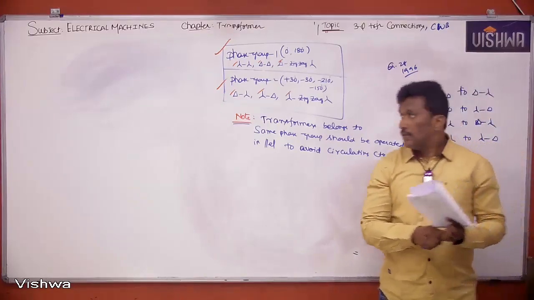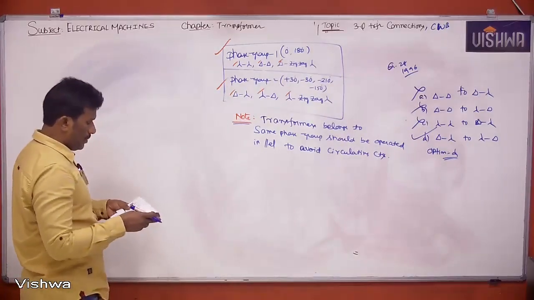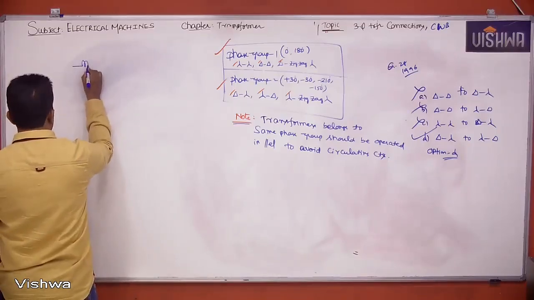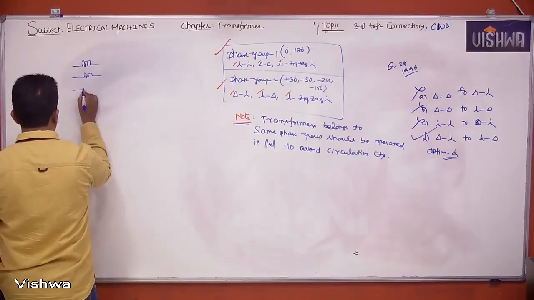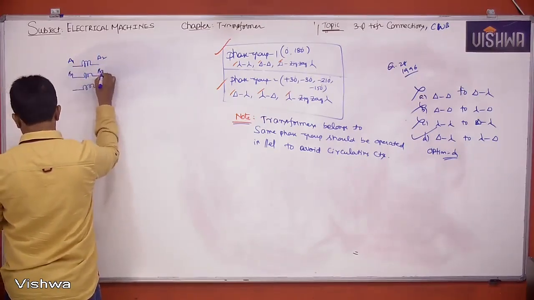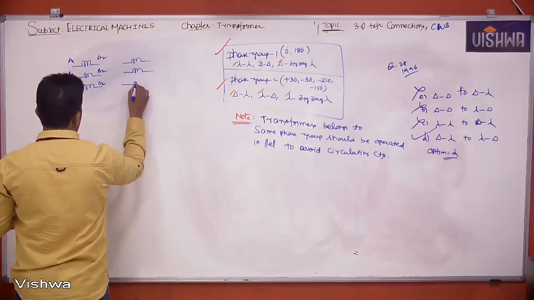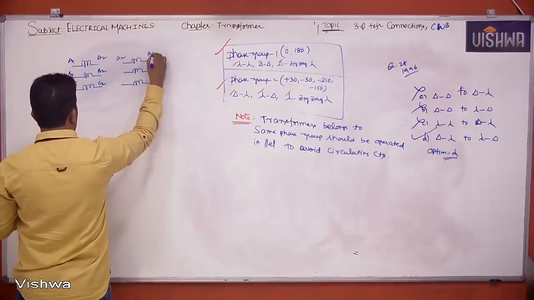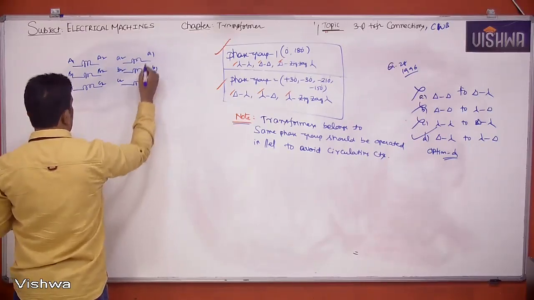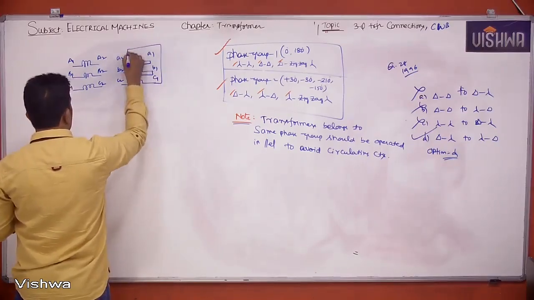So he has given three single phase transformers connected to form a three phase transformer bank. The transformers are connected in the following manner. A1, A2, B1, B2, C1, C2. And he has given three connections here: A2, A1, B2, B1, C2, C1. He has given connections like this: A1 to B2, B1 to C2, C1 to A2.